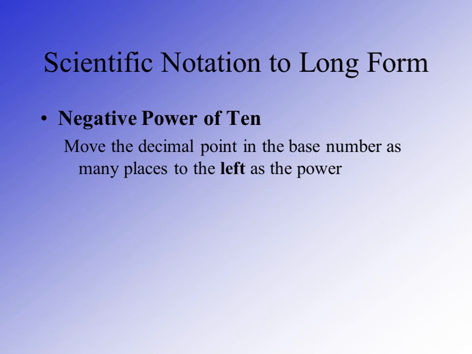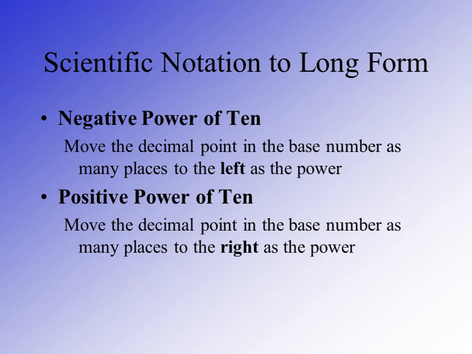Remember that if you have a negative power of 10, that indicates you have a small number, a number smaller than 1. And so with a negative power of 10, you would move your decimal point to the left in your base number as many places as you have for the power of 10. If you have a positive power of 10, it means that your long form number is greater than 1, and therefore you'd move your decimal point to the right as many places as the power that you have.